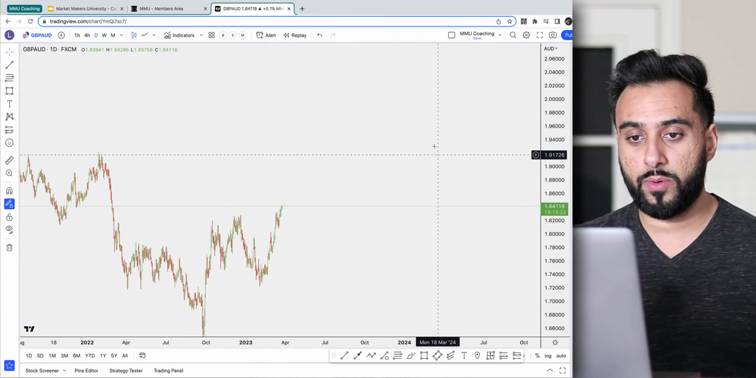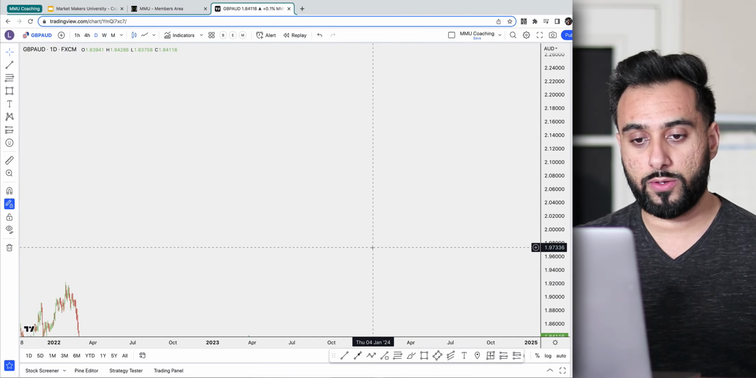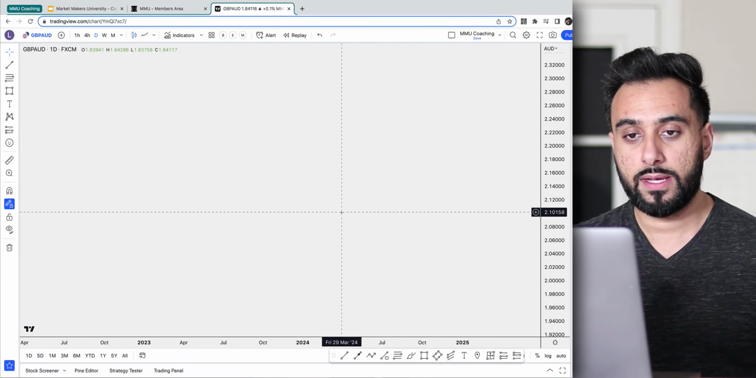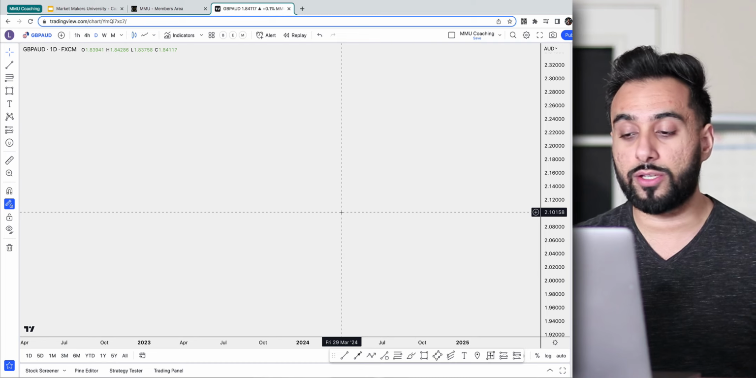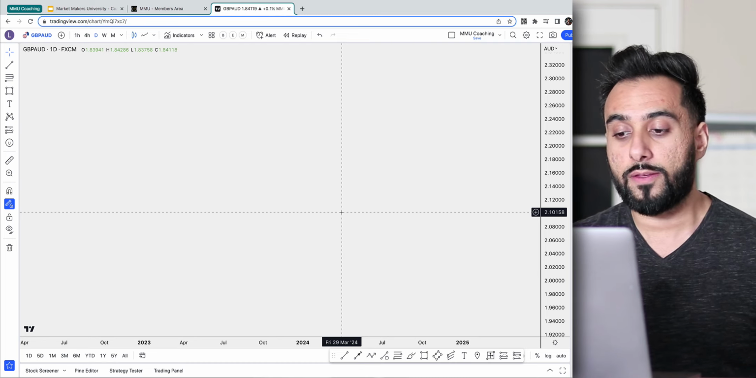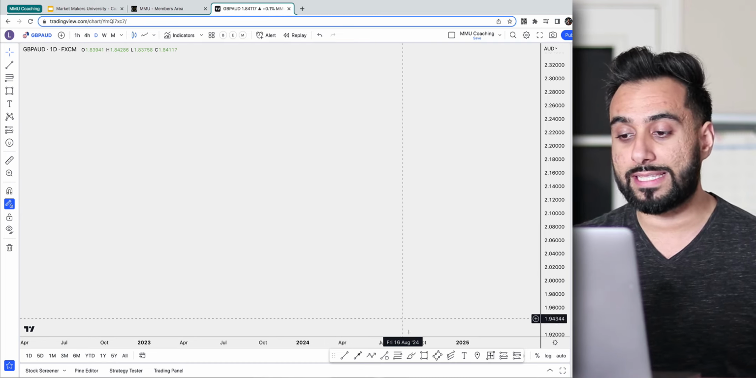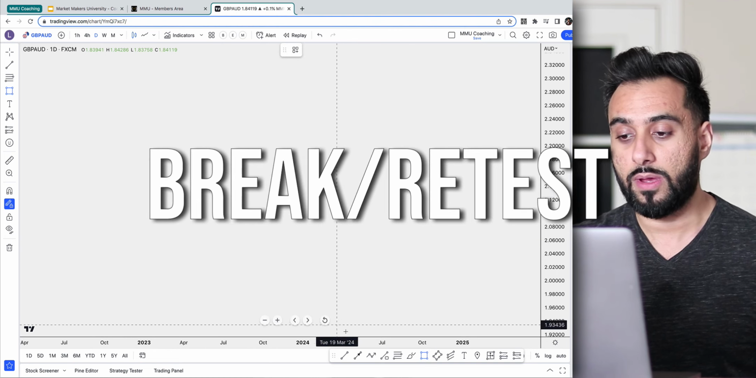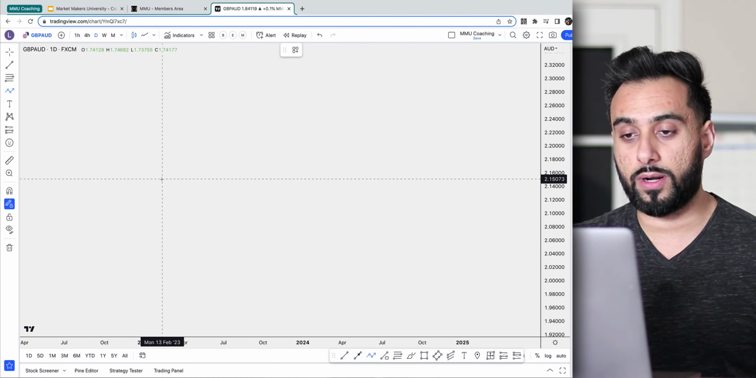Okay, so let's talk about the first strategy. First things first, let me go ahead and move all of this stuff away so I can use this as a blank canvas to essentially draw and explain to you what we're going to be talking about. So the first one here, we're going to be talking about a simple break and retest. Let me explain how this works.